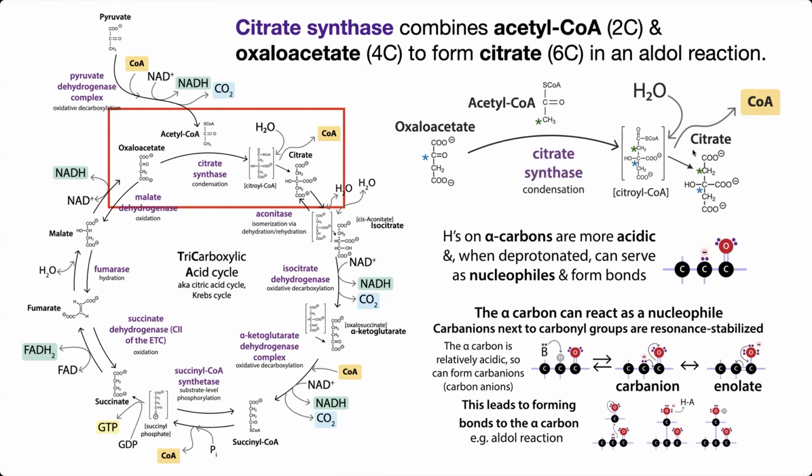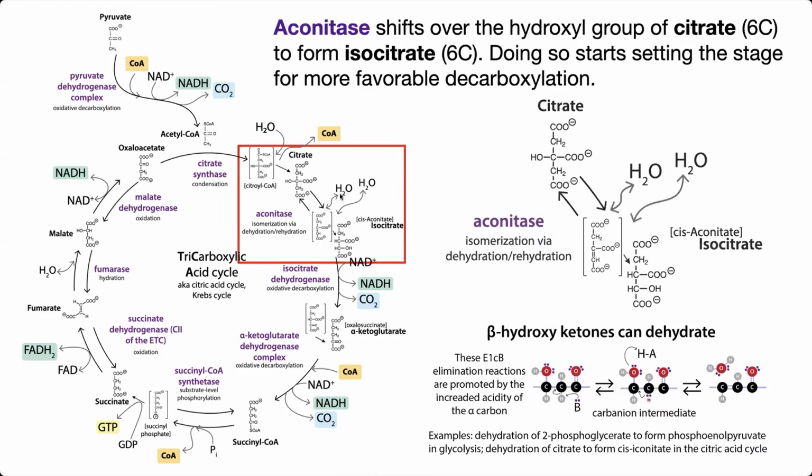And now what are we going to do with it? What we're going to do with it is we're going to swap things around a little. So when we just move the positions of things in a molecule, we call that isomerization. And so we have an isomerase, an enzyme called aconitase, that's actually going to do this isomerization.